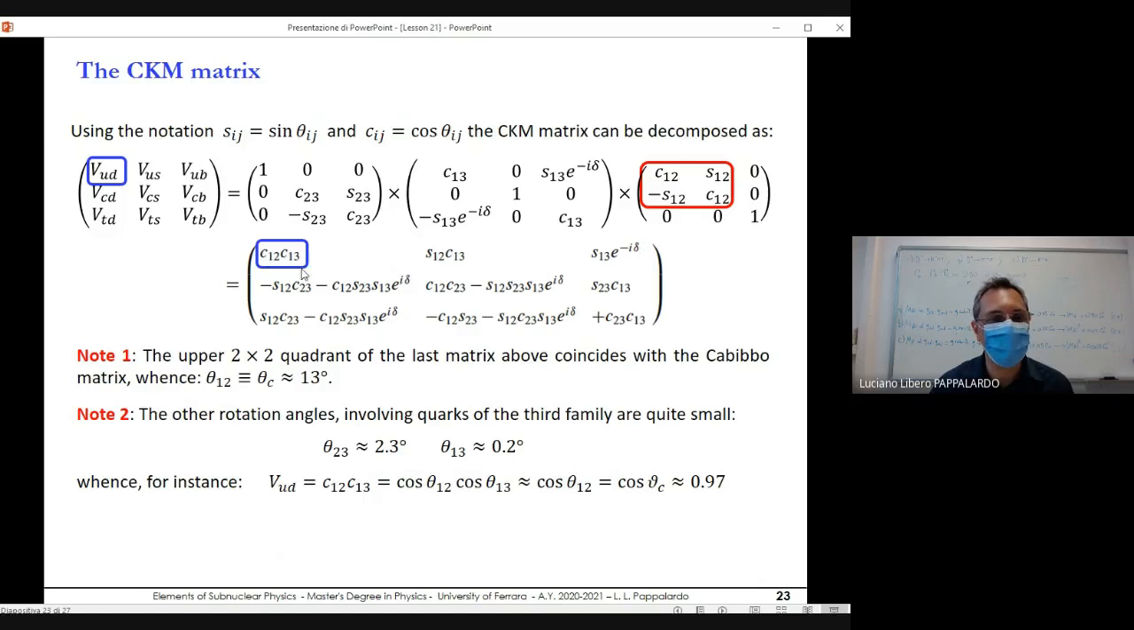So for instance, if we take now the first element of the CKM matrix, the V_UD, which is given by cosine θ12 times cosine θ13. The cosine of θ13 is essentially 1 because the angle is extremely small. So at the end, this corresponds to the cosine θ12, which is the cosine of θ_C. So indeed, the V_UD is just the cosine of the Cabibbo angle.